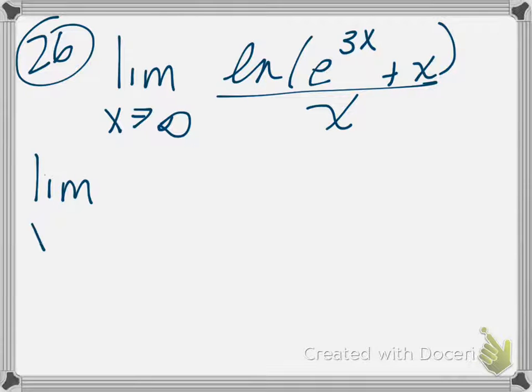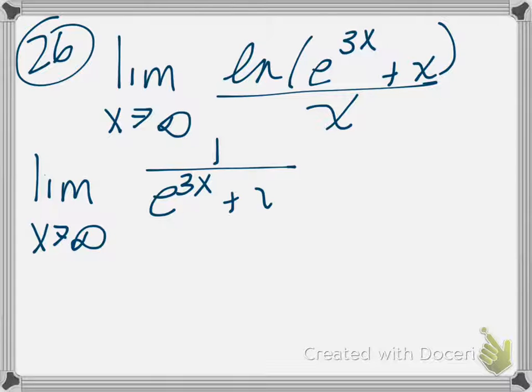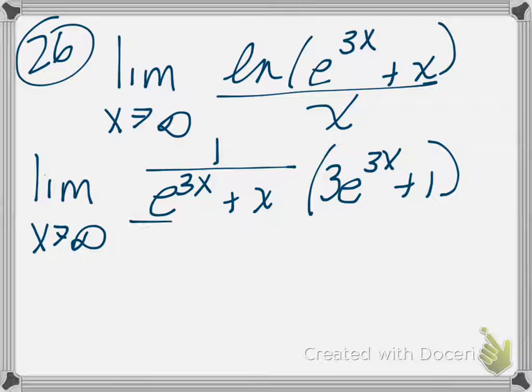So we're going to take the derivative of the numerator. So the derivative of ln of something is 1 over that something times the derivative of the something. So the derivative of e to the 3x is e to the 3x times 3, and the derivative of x is 1. And the denominator, the derivative of x is just 1.